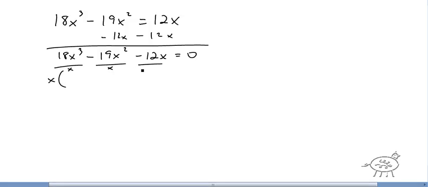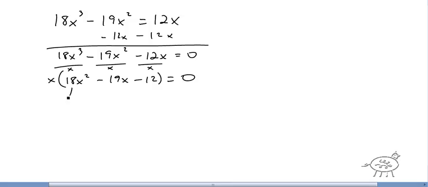So divide each of these by x. So we get x times 18x squared minus 19x minus 12 equals 0. Okay, so this one's a little more challenging. You've got to think of your combinations here. Not always so easy, right?